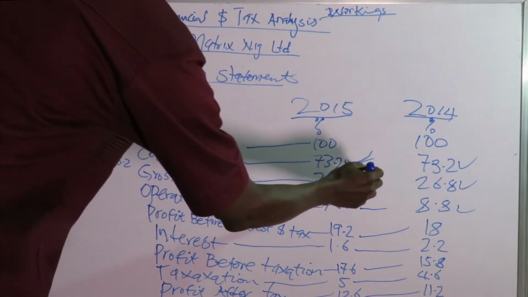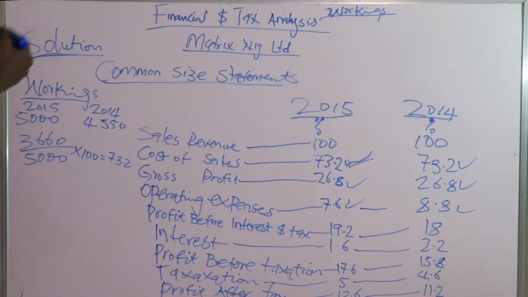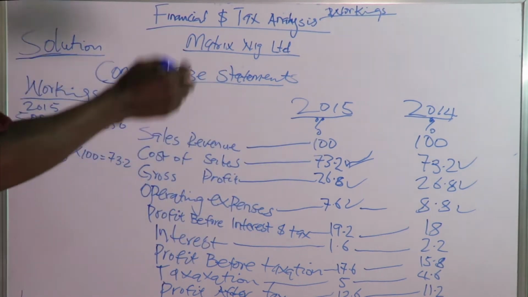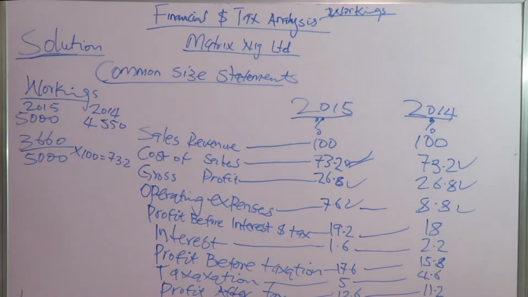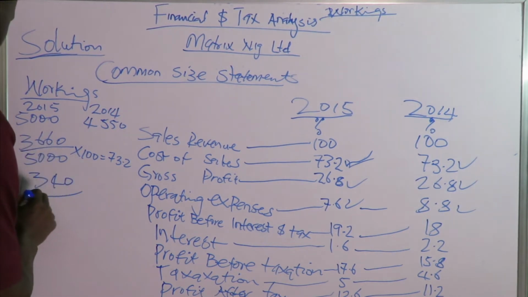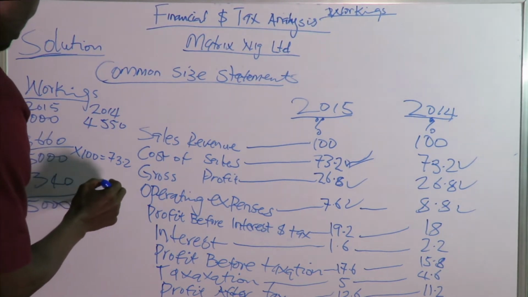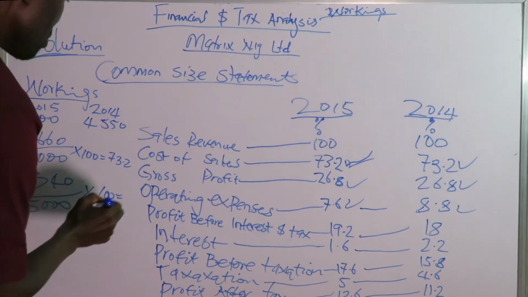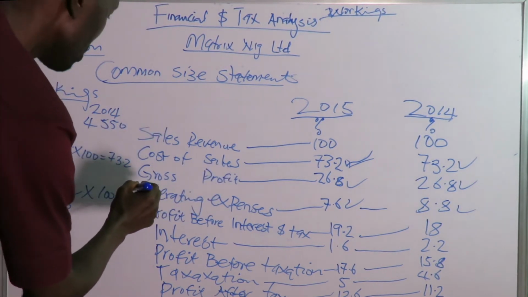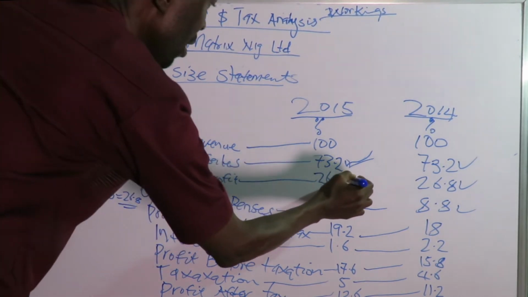Then let's work for this now. What is the figure for gross profit? You look at the question and tell me the figure. I can't hear you, but just look at the question, and the figure for gross profit is 1,340. Then still all over the 5,000, which is the 2015 sales revenue, then times 100, it gives you 26.8. That is how we arrive at this figure.